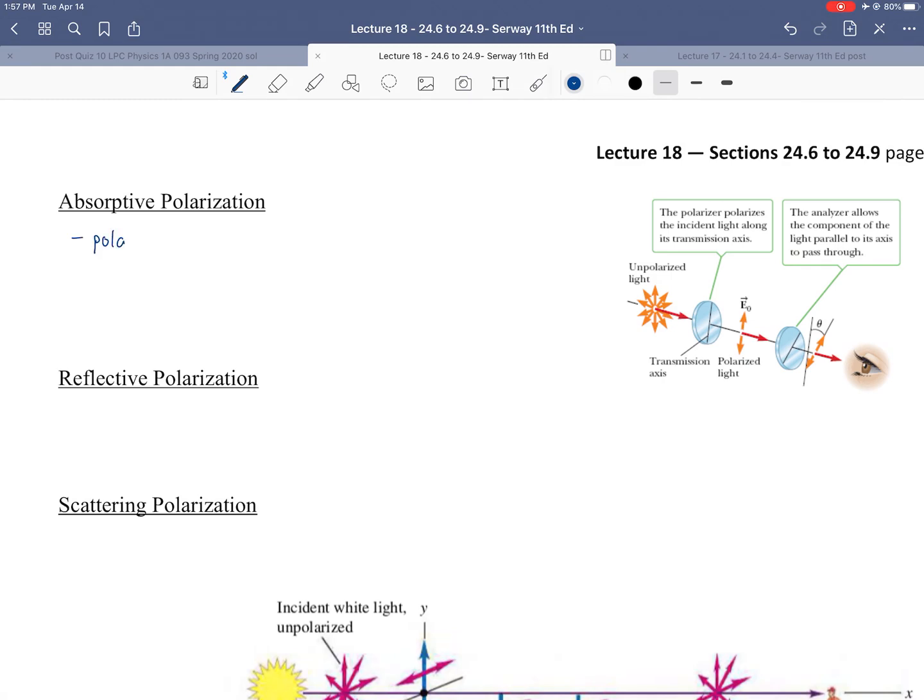So this is polarization, where only one direction of an electric field is allowed to pass through a filter. So what would that filter look like?